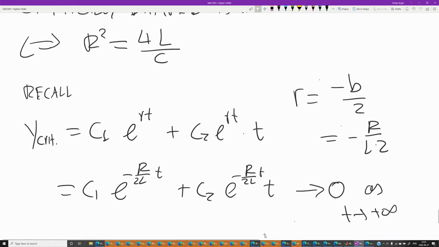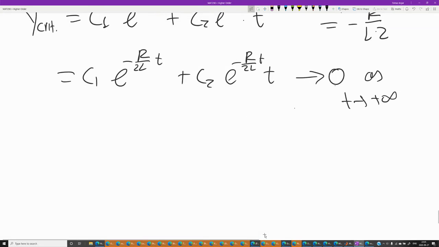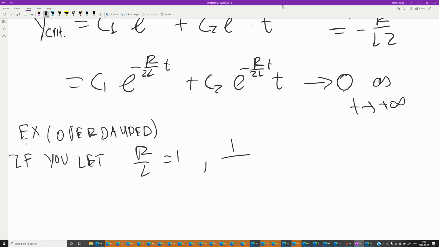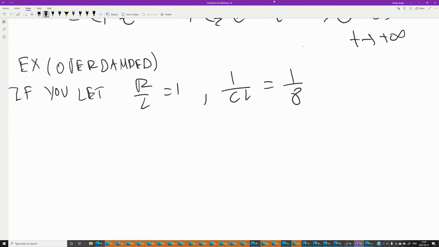So let's do some concrete examples. First, for overdamped, if you let R over L to be 1 and 1 over CL to be 1 over 8, we get y double prime, 1 y prime, and then 1 over 8.